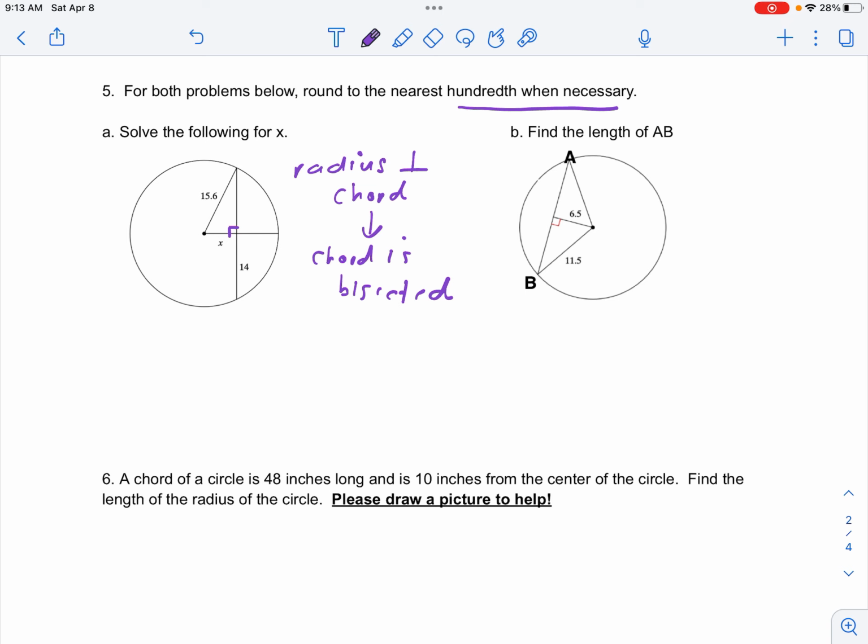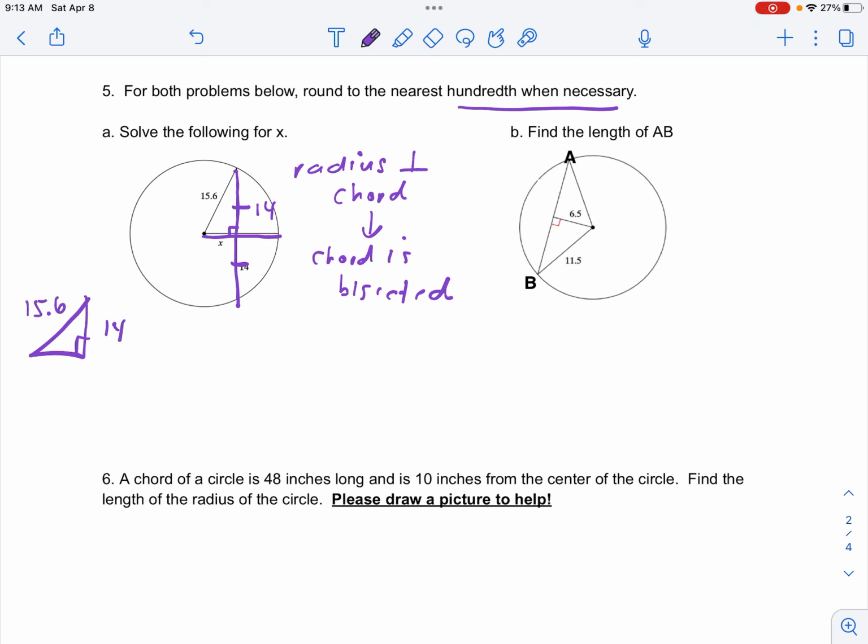So what we can say is that this segment, from here to here, is my chord. When this radius intersects it, it splits it into two equal pieces, which means if this is 14, this is 14 as well. And so what we've created is a little right triangle where this side is 14 and this side is 15.6.